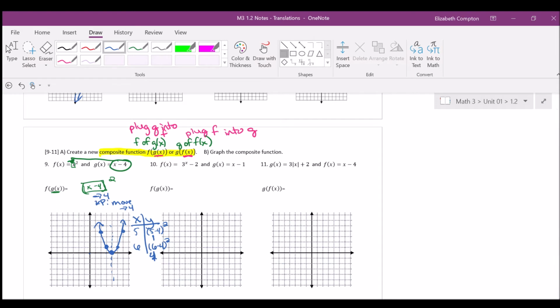All right, number 10. I'm going to do f of g of x. G is on the inside. G is going to be plugged into F. Where? Well, where's the X in F? The X is in the exponent. So I'm going to take G and I'm going to plug it into the exponent of F. So I have 3. That's where my exponent X is. And that's where I'm going to put my G. Let me make that box a little bigger.